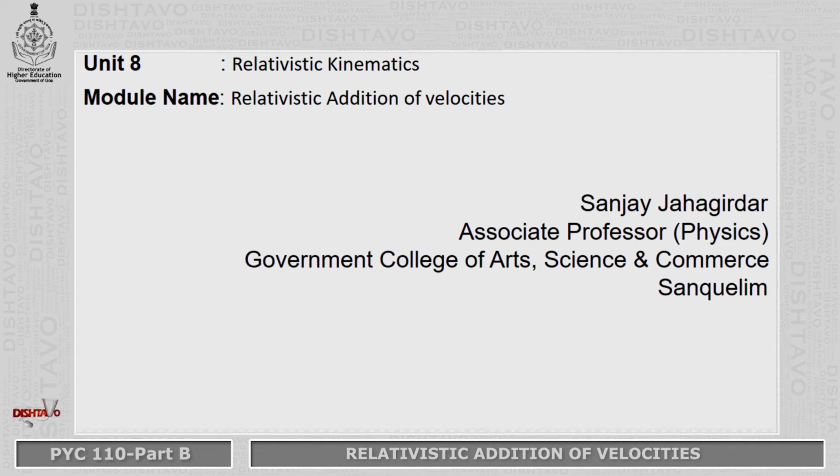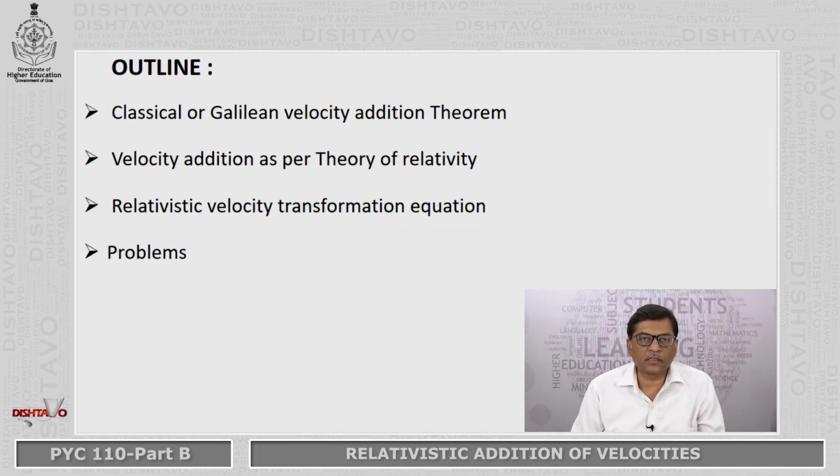We are going to discuss relativistic addition of velocities, how the velocities are added using Einstein's postulates of the theory of relativity. As far as the outline is concerned, you can learn the classical or Galilean velocity addition theorem, then how the velocity addition is done as per the theory of relativity, the relativistic velocity transformation equation, and then we are going to solve a couple of problems.